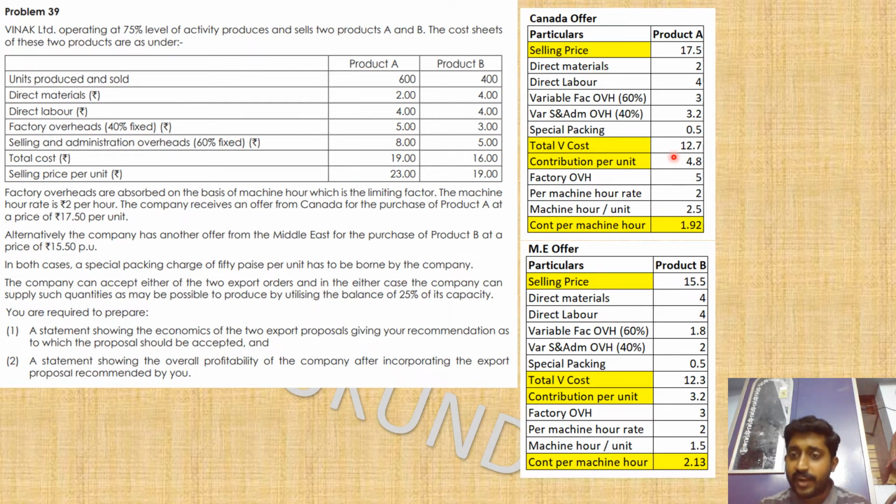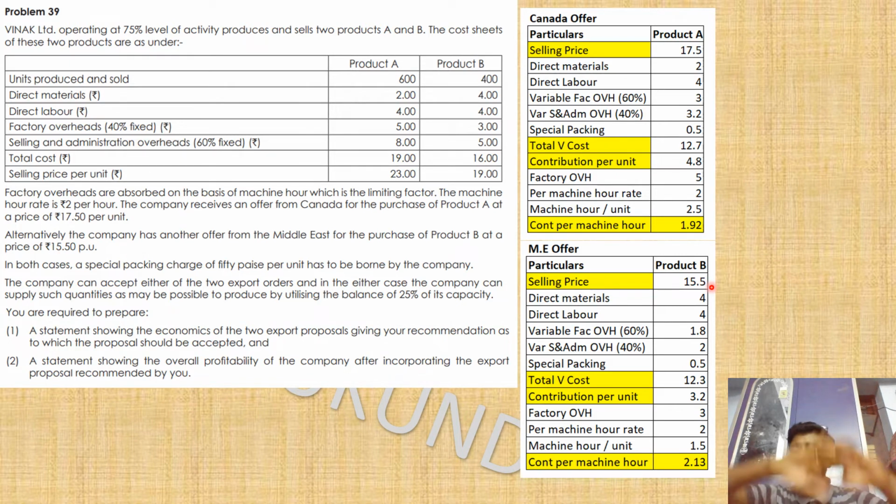Same product, here we have already seen in the previous slide, what is the machine hour per unit. So machine hour is the limiting factor. So we have the contribution per unit. We have the machine hour per unit. So contribution per machine hour can be found to be 1.92 rupees. Same way for Middle East, we have got the offer for product B for 15.5 selling price per unit.